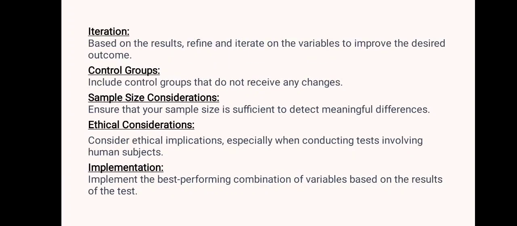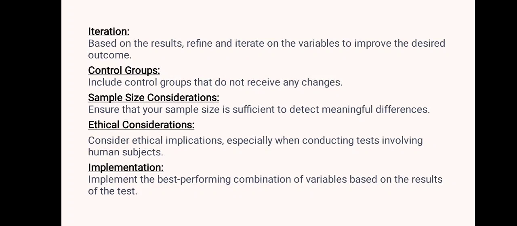Next, we have iteration. Based on the results, refine and iterate on the variables to improve the desired outcome. So this iterative process helps in continuously optimizing and refining the tested elements. Next is control groups. Include control groups that do not receive any changes. So this helps to establish a baseline for comparison and ensures that any observed effects are attributable to the changes introduced in variations.